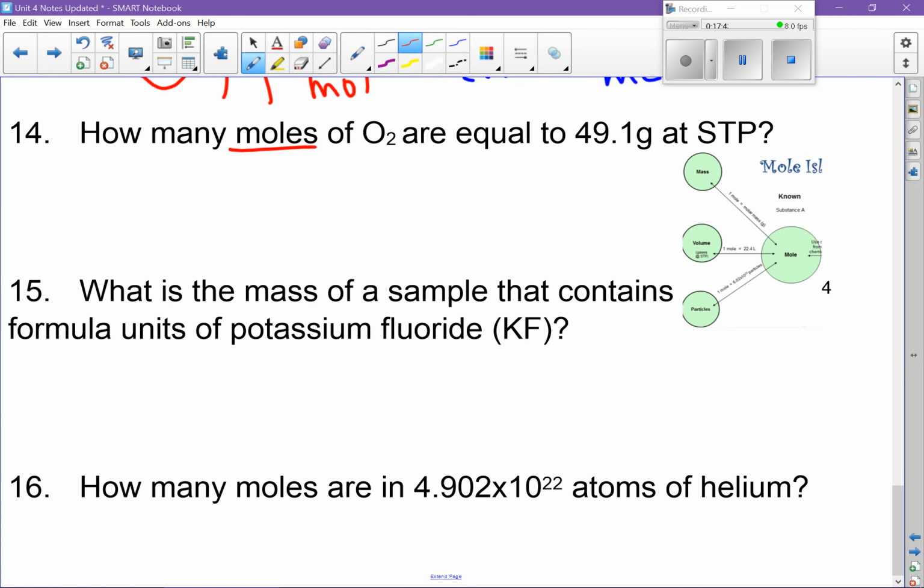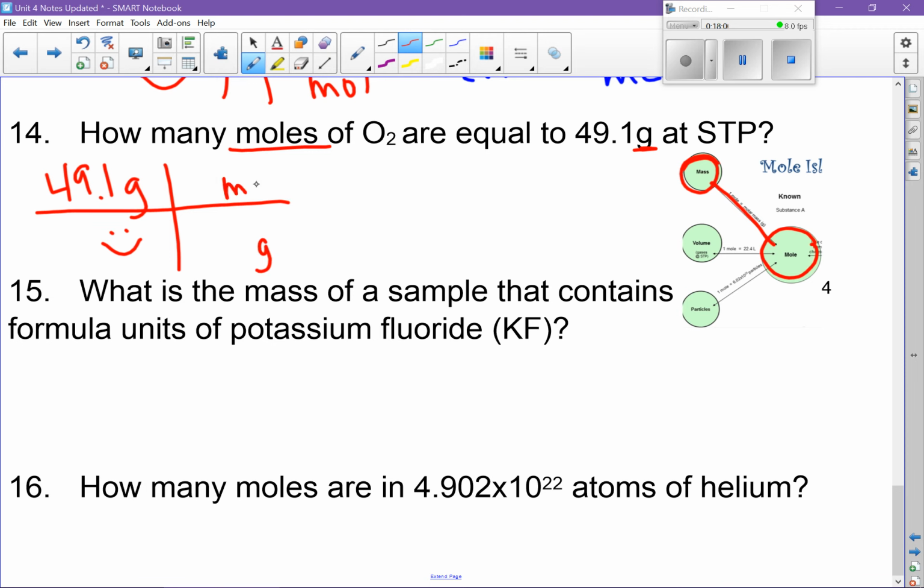Alright, here I see moles and I see grams. So I know moles is here and I know grams is up here on Mass Island. So that takes one step, one fence. 49.1 grams. Move the grams down. I'm looking for moles. We always put 1 with the mole. Grams means we need the molar mass.